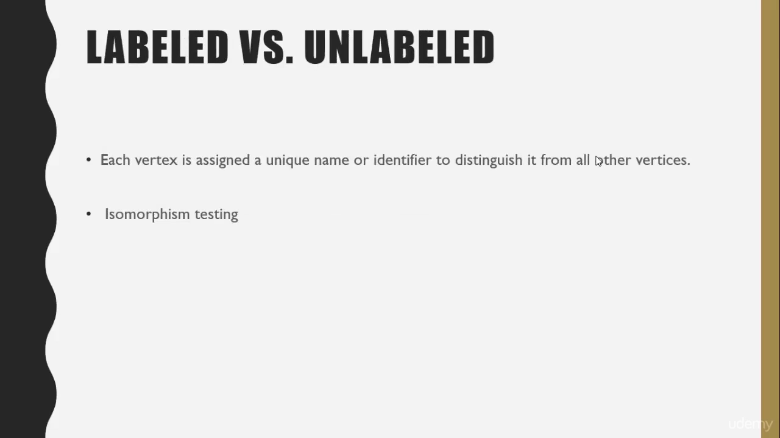In labeled graphs, each vertex is assigned a unique name or identifier to distinguish it from all other vertices. In unlabeled graphs, no such distinctions have been made. Most graphs arising in applications are naturally and meaningfully labeled, such as city names in a transportation network. A common problem arising on graphs is that of isomorphism testing, determining whether the topological structure of two graphs are in fact identical if we ignore any labels. Such problems are typically solved using backtracking, by trying to assign each vertex in each graph a label such that the structures are identical.